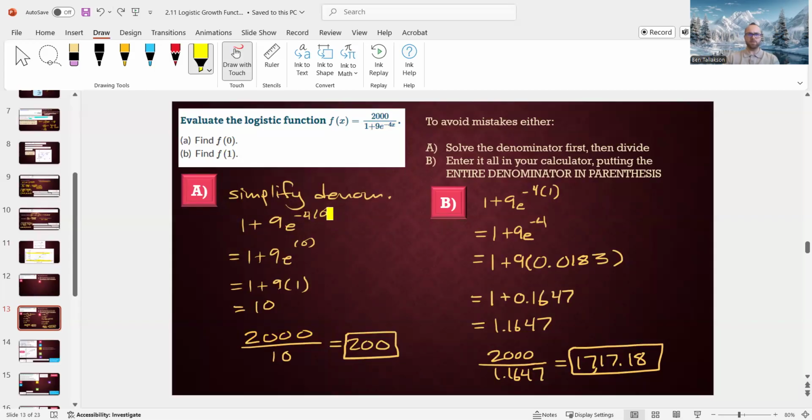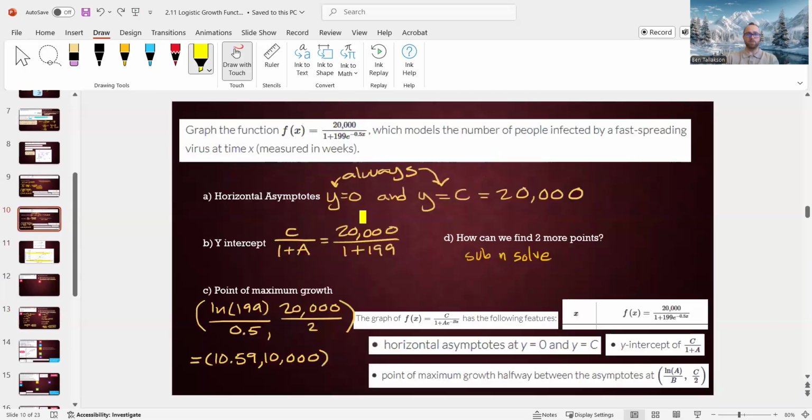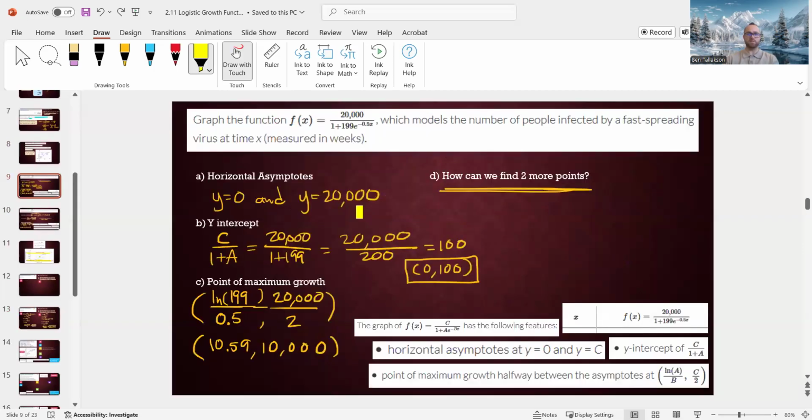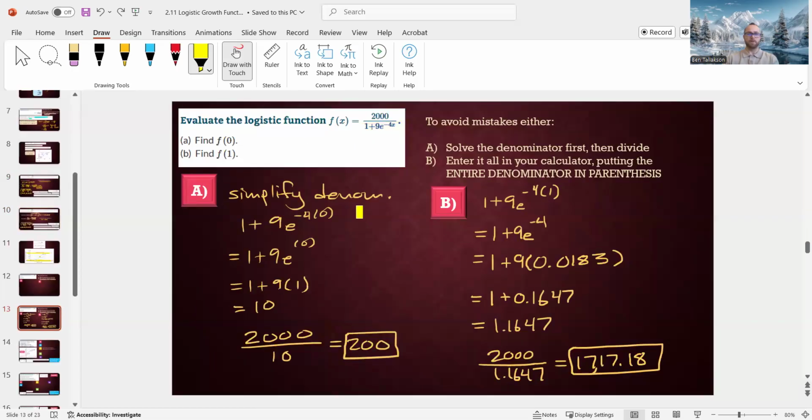Okay, so that's exactly what I do. I plug in 0. I know that's going to be e to the 0, which is just 1. So for this one, if you wanted to maybe instead use your y-intercept formula that we saw right here, you could totally do that instead. Save yourself some writing. But you get e to the 0, which is 1. So you get 1 plus 9, 10, 2,000 over 10, 200. So that's f of 0.